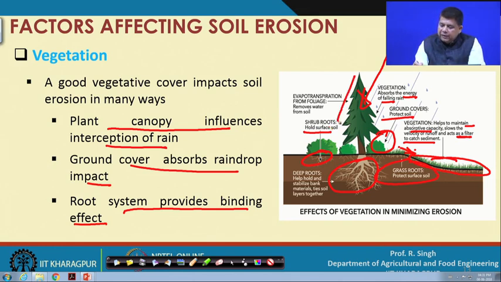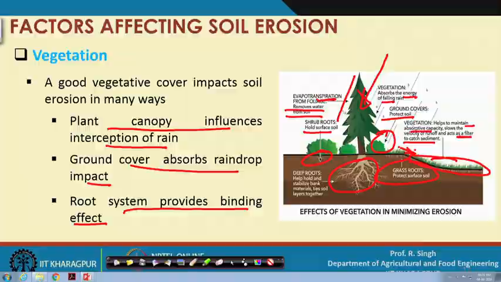And of course, from the plant surface, evapotranspiration takes place, which removes water from the soil. That means the soil reserve will be empty, so more rainfall will be absorbed by the soil. The resulting runoff will be less, and that means the erosive capacity of water will be less in that case.